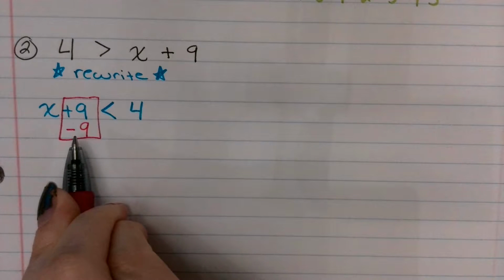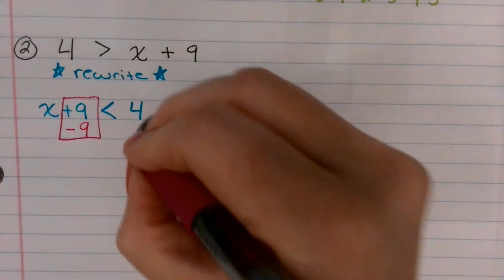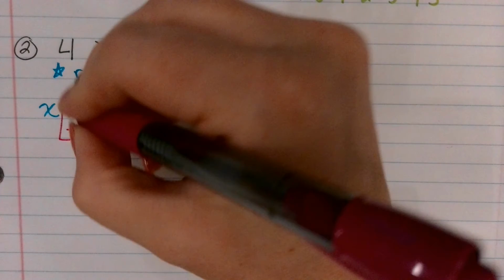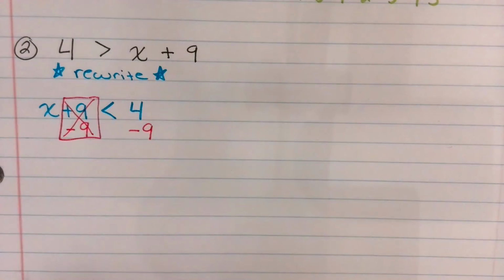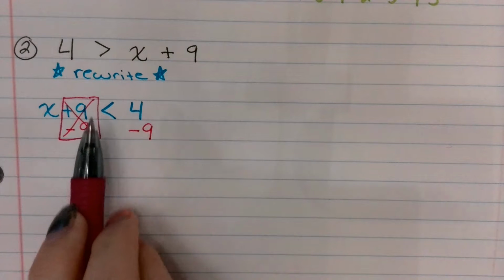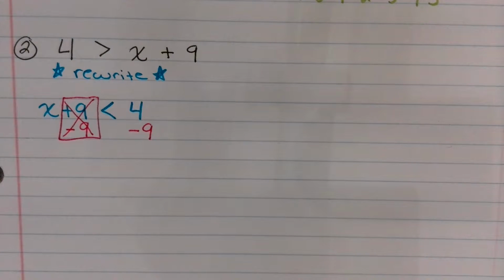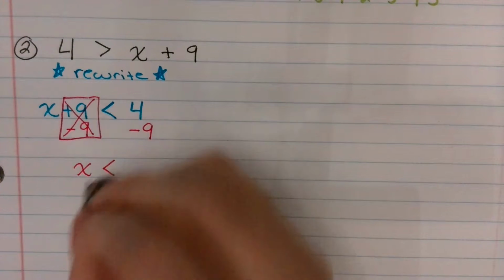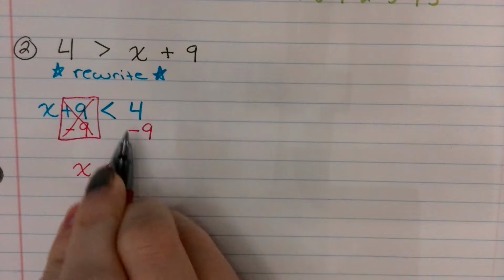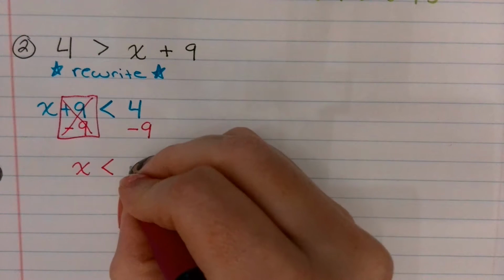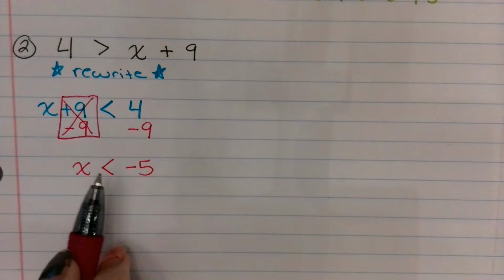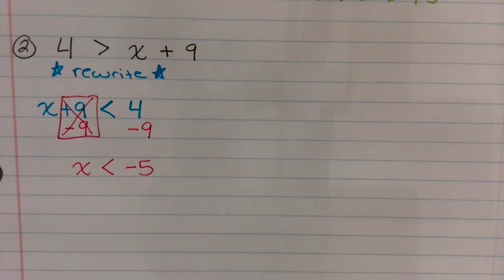But remember, whatever you do to the left, you must do it to the right. So we're going to subtract 9 from that 4 as well. These 9s will cancel each other out because they're 0 pairs, right? A positive 9 and a negative 9, those are 0 pairs. The x still remains, and x is less than whatever 4 minus 9 is. What's 4 minus 9? Negative 5. So x is less than negative 5.